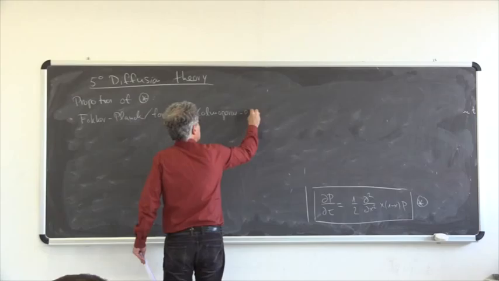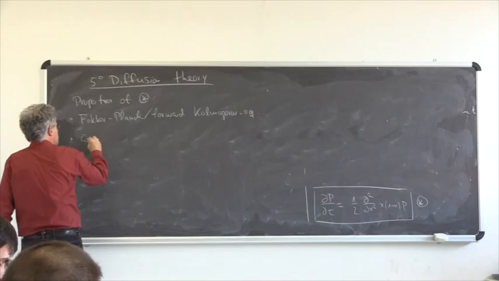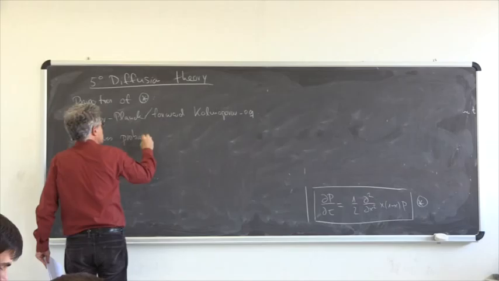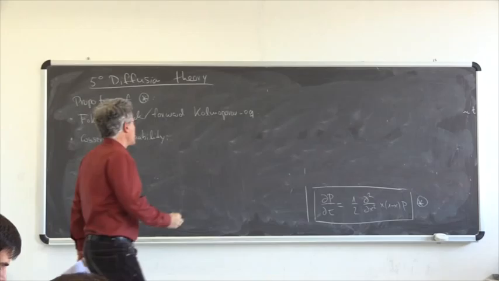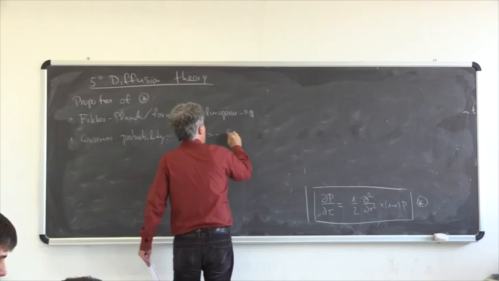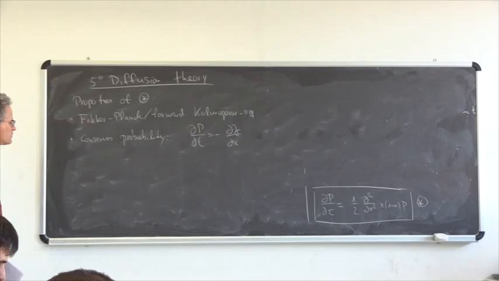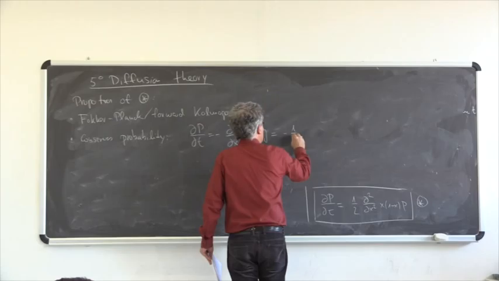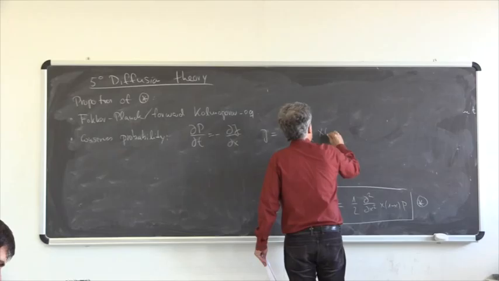It conserves probability, of course, so this is obviously important. And this means you can write it as a kind of continuity equation, right? So we can write this as minus dj by dx, where j is a kind of probability current, minus 1/2 d by dx of x times 1 minus x times p is a probability current.